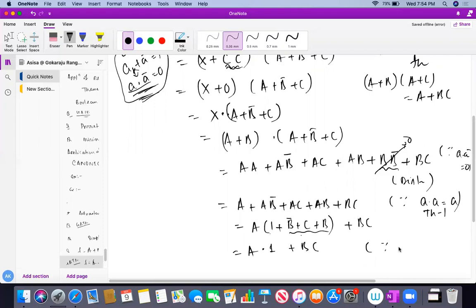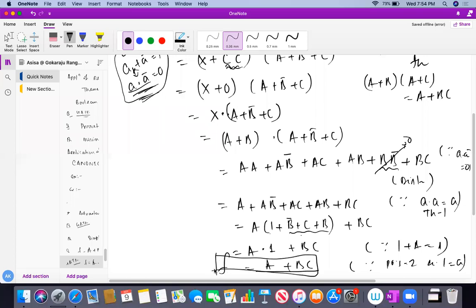Okay, so I have used 1 or A is 1. Next, A and 1 is what? A or BC. So here I have used postulate number 2, which is nothing else, A and 1 is A. So you see here how it has been reduced by using the transposition theorem. Okay, so this is the way.